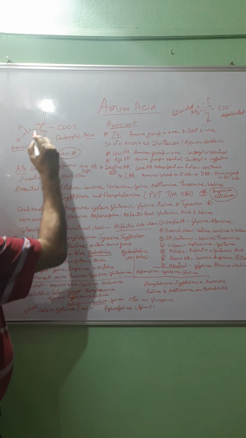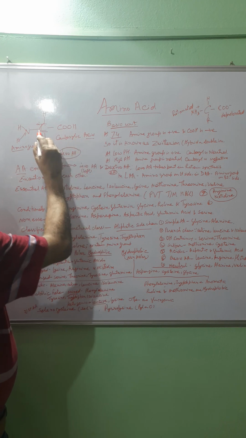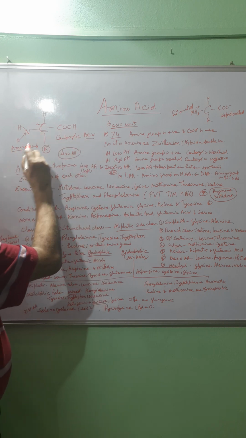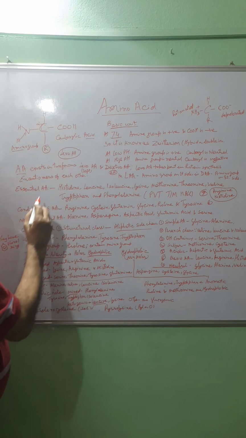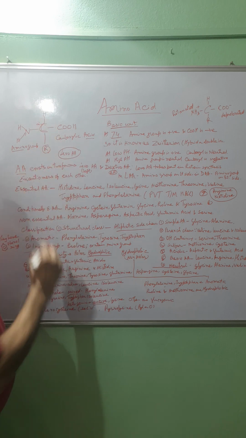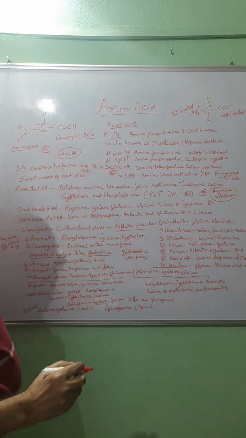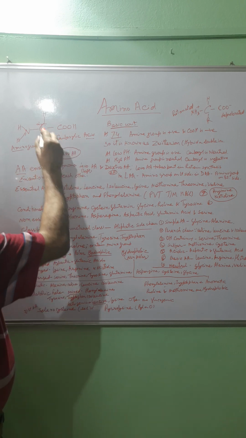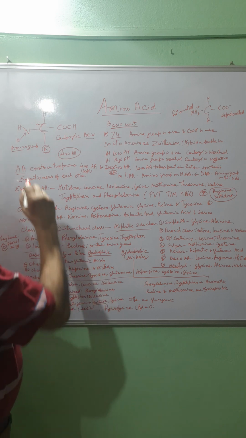One carbon is attached with carboxylic acid and amino group, and its other bonds are with one hydrogen and another with this R, that is the functional group. This is the chemical structure of an amino acid.